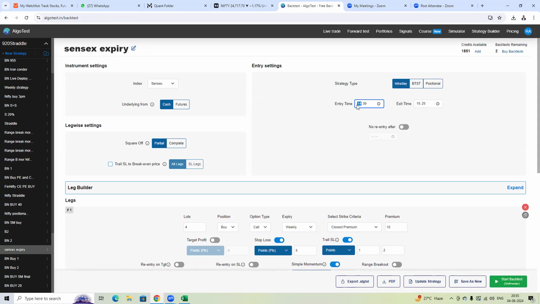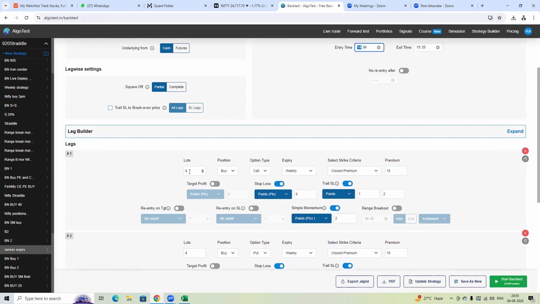Sensex strategy intraday entry time is 2:30. Okay, and exit time is 15:25, 5 minutes before the market close. So here I'm buying 4 lots. Okay, call option. The closest premium should be 10 rupees.